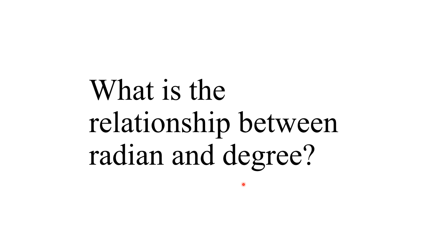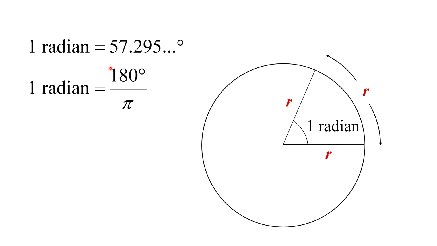What is the relationship between radians and degrees? 1 radian is actually about 57.295 degrees, which means when the radius and the arc length are equal, the angle is about 57.295 degrees. If you want to be exact, 1 radian equals 180 degrees divided by pi, which is 180 degrees divided by about 3.14. That will give you about 57.295 degrees. And if we multiply by pi on both sides, pi radians will give you 180 degrees.